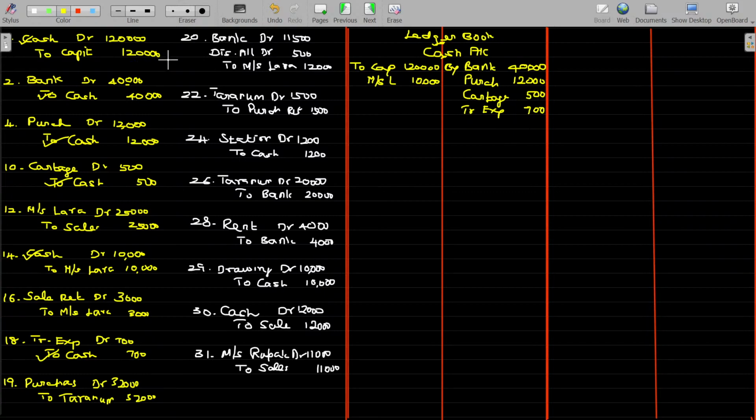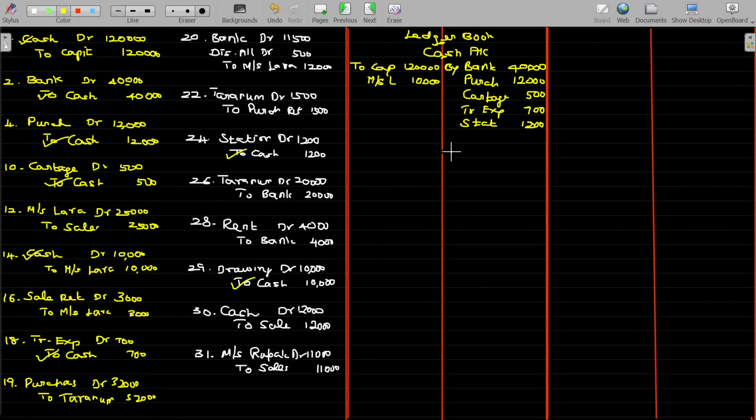And then where we have the cash, on 24th December, we have the transaction for cash. Cash is in the credit side. In the credit side, by stationery will be recorded. So by stationery, payment for the stationery, 1200.